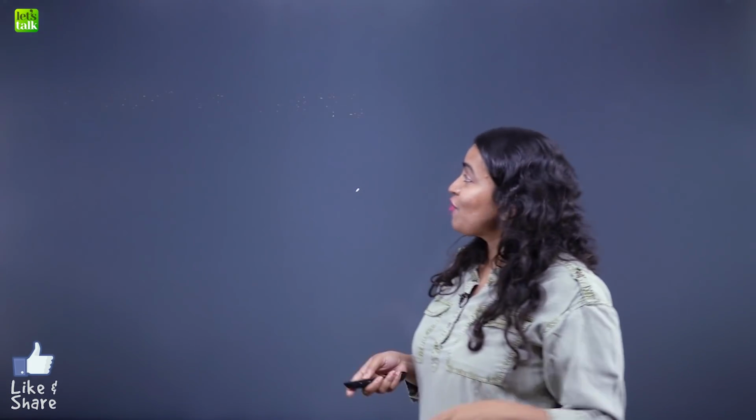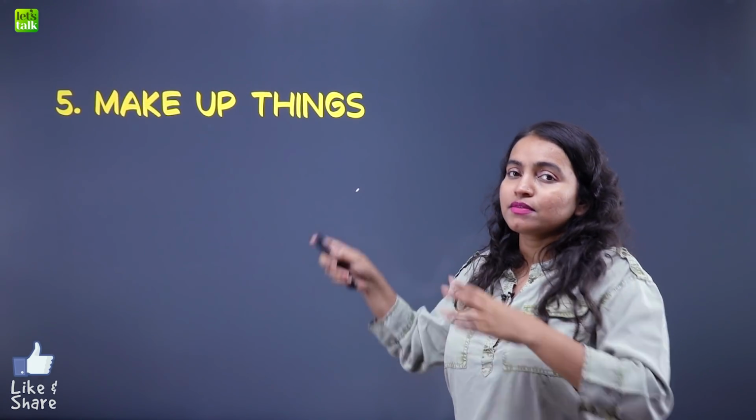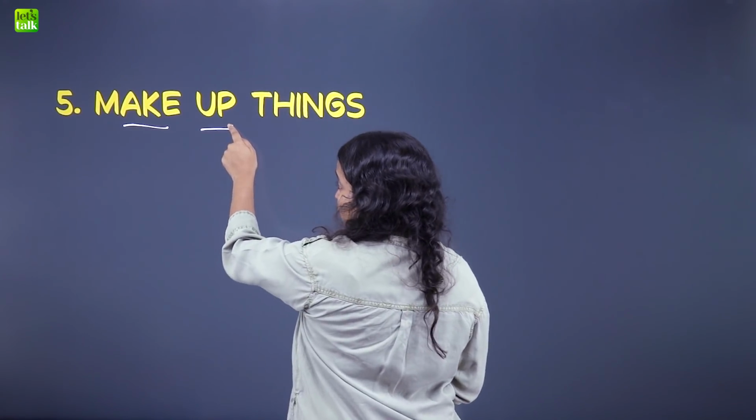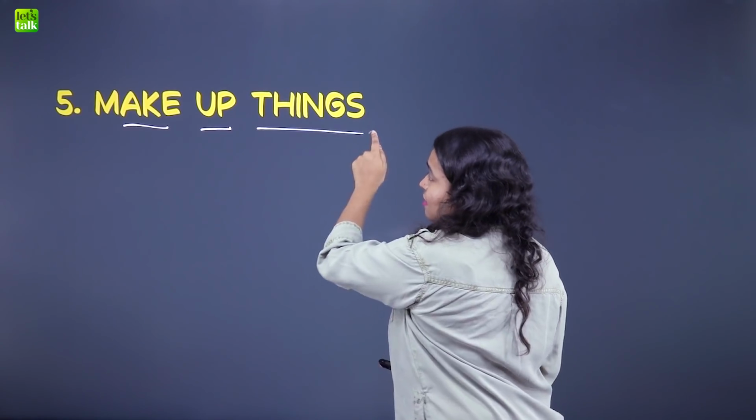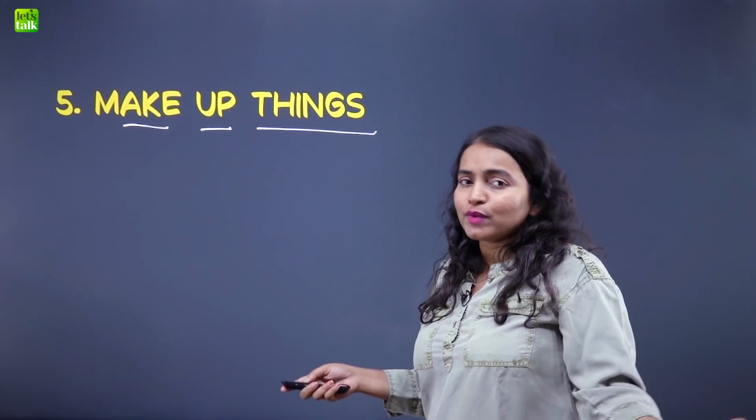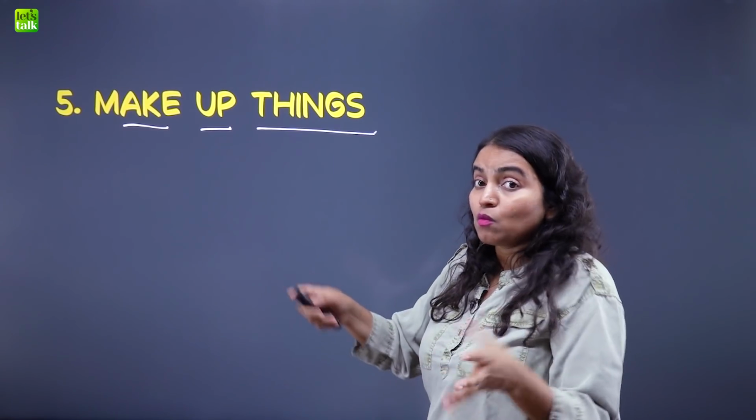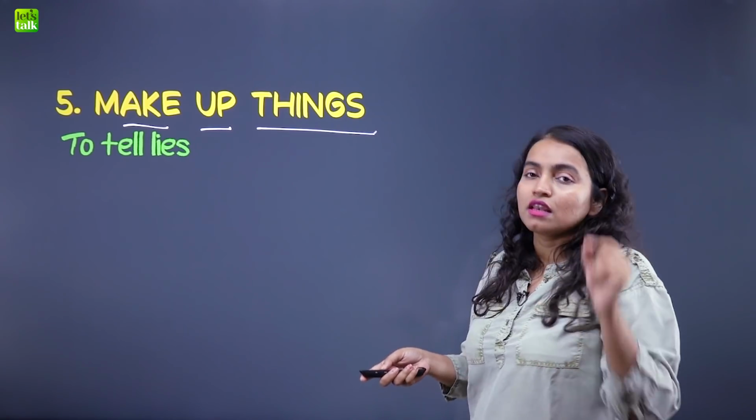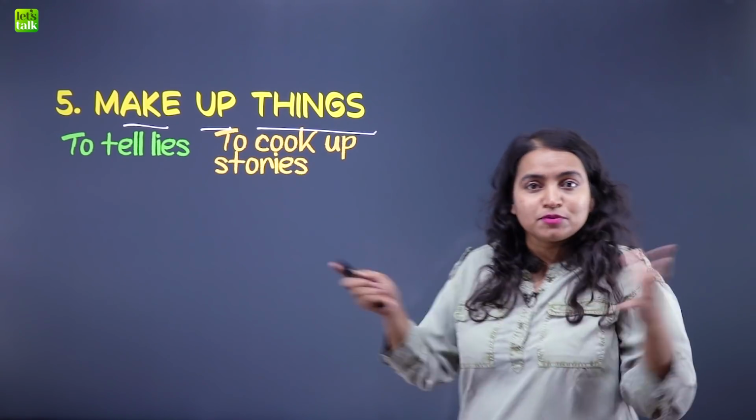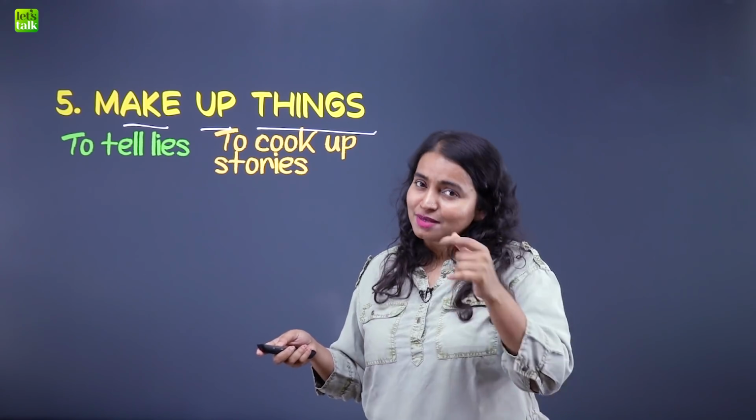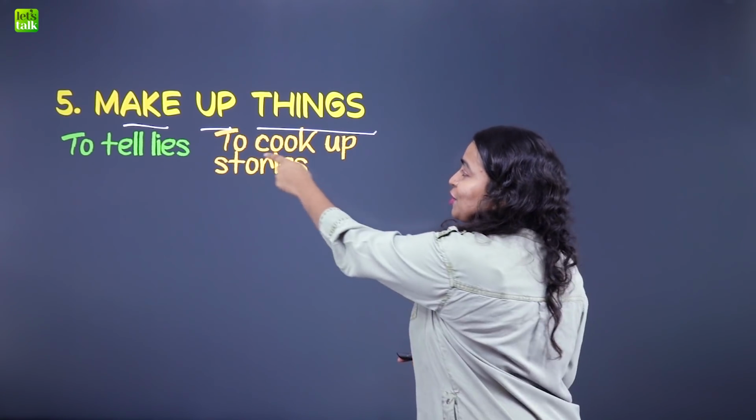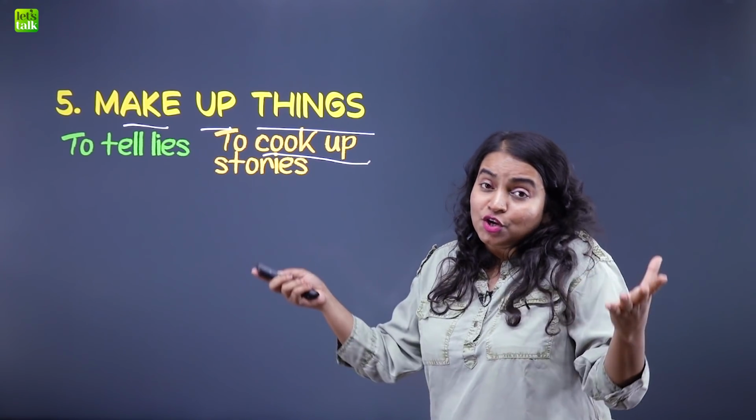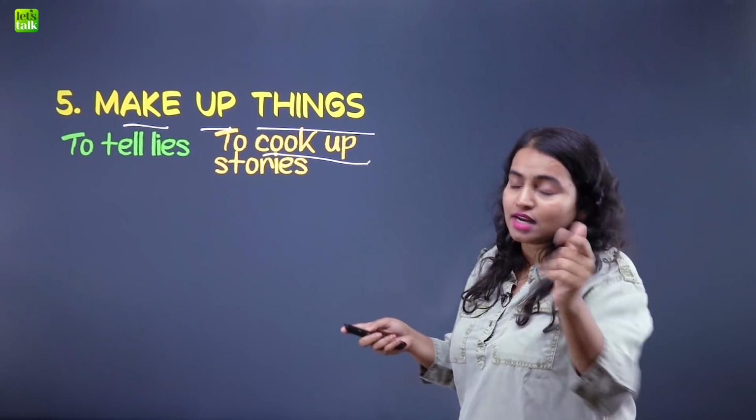All right, then let's move on to the next one, which is make up things. Now here, we've used make with the preposition, but the word things happens to be a noun. Now why have we used this? Because we're making up what? We're making up things. And what does that really mean? It means to tell lies. It means to cook up stories. We cook food, but there are some people, in fact, a lot of people who love to cook up stories. In fact, cook up is also an expression to say that you're just making up things, you're just telling lies, you're not telling the truth.